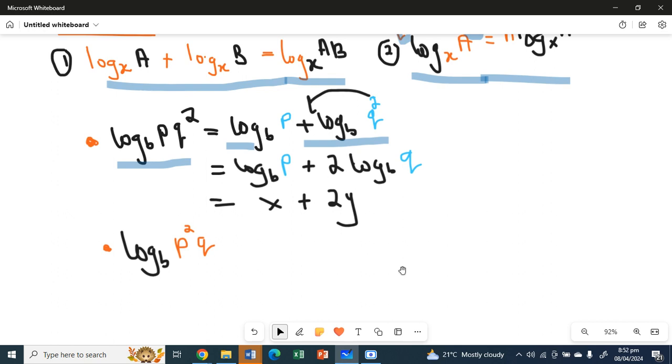Very correct. That is correct. I hope everyone is getting 2x plus y. Okay, that's wonderful. Anybody else? Are we all getting 2x plus y?